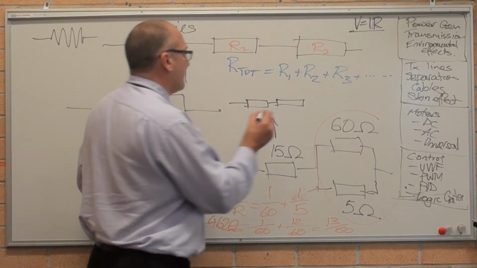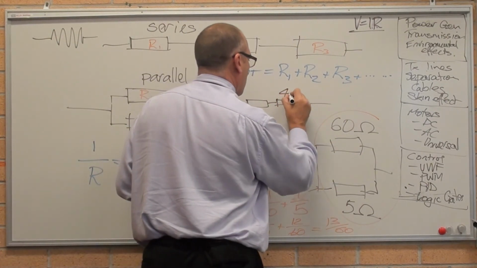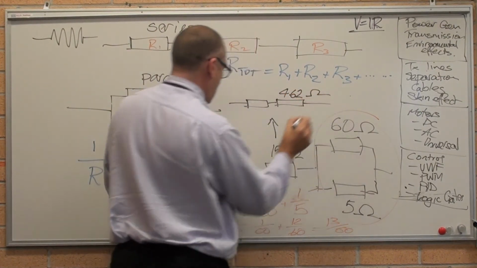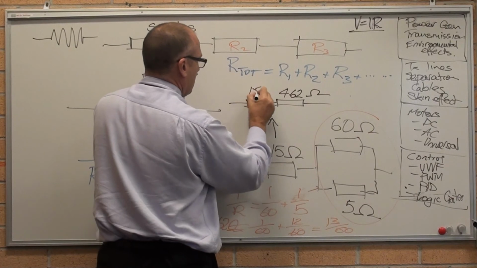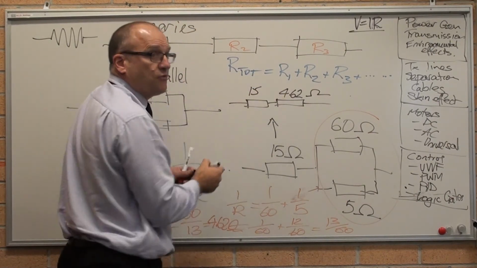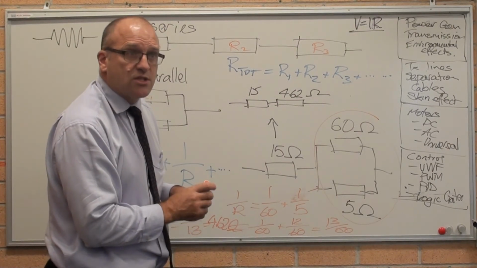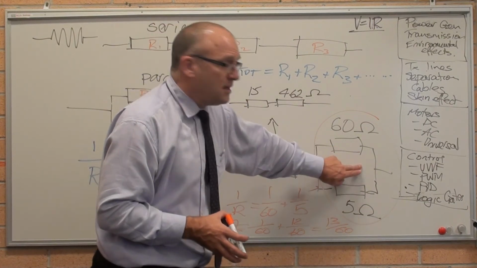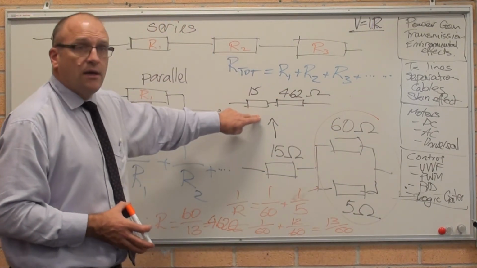Yeah? So that's 4.62 ohms. Over here there was 15. Therefore the total resistance is 15 plus 4.62 is 19.62 ohms. That's how to calculate the value of resistors in parallel and in series.